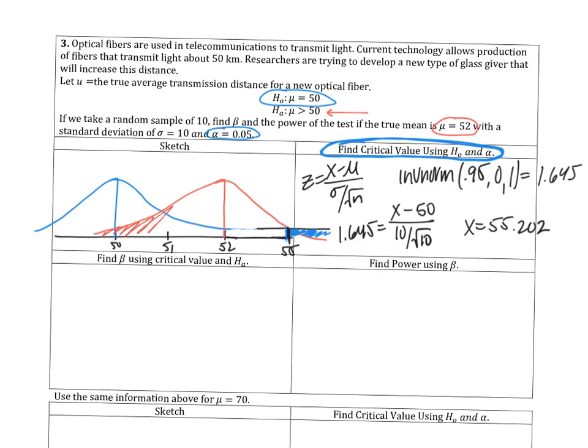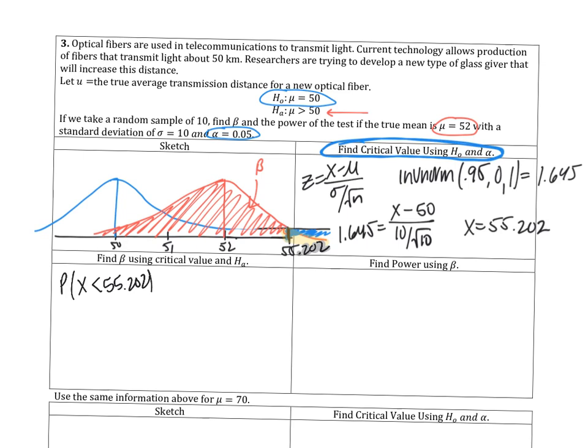So here is beta, and according to my drawing, the power of my test is over here in the tail. Okay, I want to find out what that critical value is, 55.202. I want to find that probability of beta. Beta is that red area. It's the probability of an observation less than 55.202.